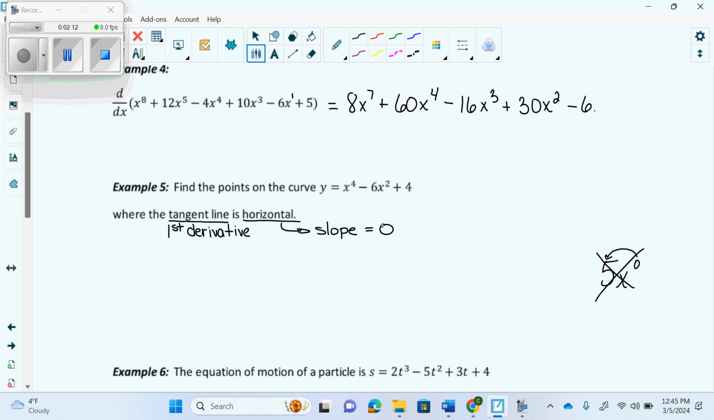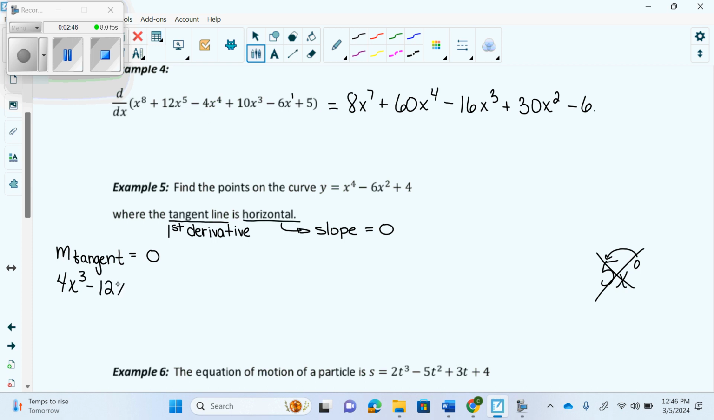So I want when the first derivative is what? 0. I want when m tangent equals 0. So I want when the first derivative equals 0. Okay? So how do we get the first derivative? M tangent. What is it going to be? Take the 4, drop it in front, using power rule. 4x to the 3 minus 12x.